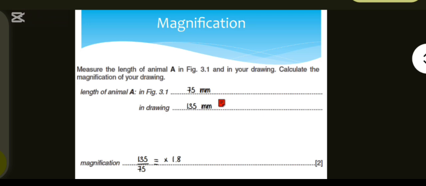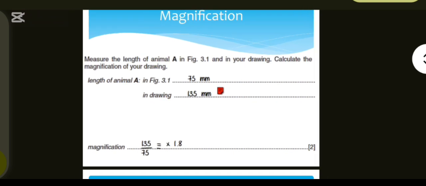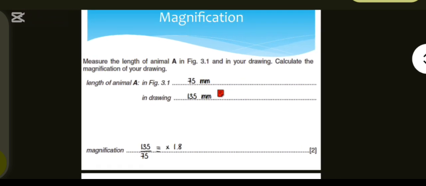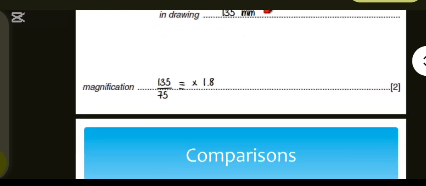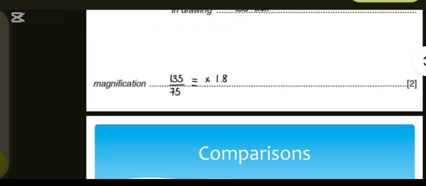So this is how you're gonna solve your magnification questions, in which the length of animal A is 7.5 centimeters. According to your ruler scale, you're gonna convert the unit into millimeters by multiplying by 10, and the actual length is 135, and then we're gonna divide these two values to get the magnification.